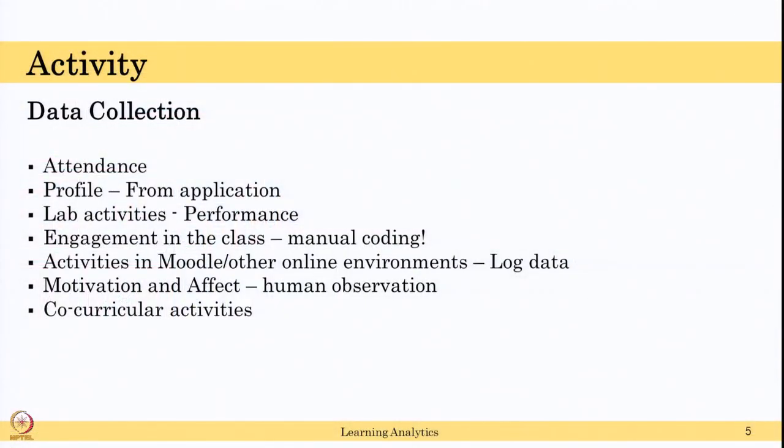The camera will be tricky because in large classrooms, you may not be able to capture all the students' facial expressions. So, it is better to use human observation in a live classroom. Also, there are co-curricular activities, not extracurricular, but co-curricular activities which my student might be participating in, some events related to the course, they might be taking an extra course in MOOCs or something like that. You can use those data also to understand the student's learning process, also to improve your teaching processes.